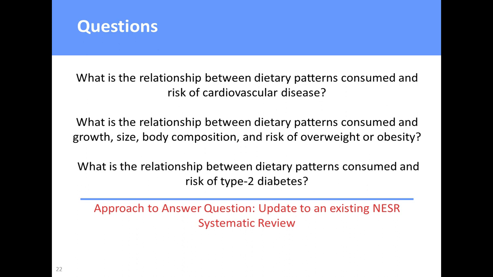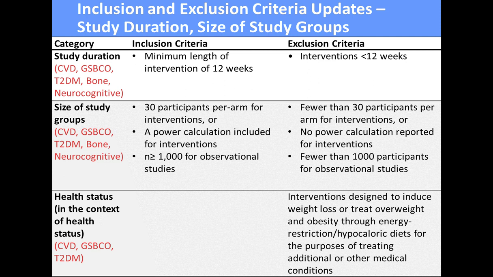What is the relationship between dietary patterns consumed and risk of cardiovascular disease? What is the relationship between dietary patterns consumed and growth size, body composition, and risk of overweight or obesity? And what is the relationship between dietary patterns consumed and risk of type 2 diabetes? Now, this is quite a long list of questions here that don't seem to match up. The way they match up with our group is these are the ones that we most recently have been tackling. And so we sort of separated them from the other group. So next slide. And these are all still sort of a work in progress too.